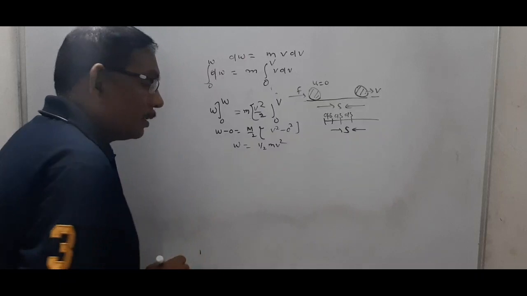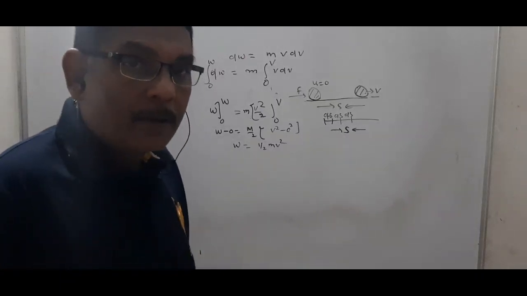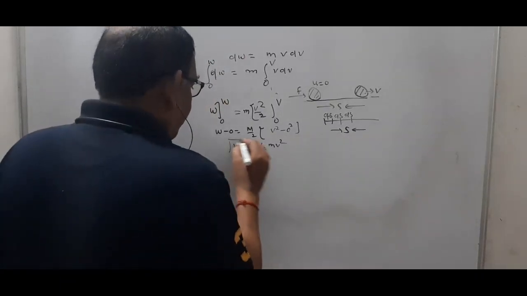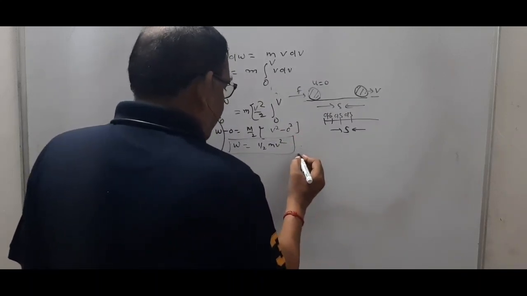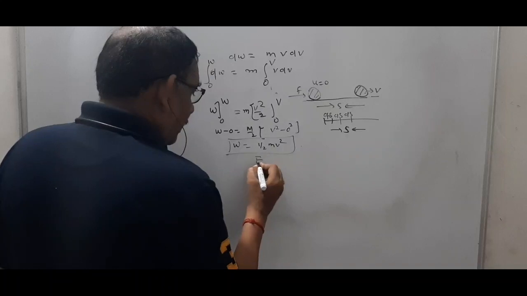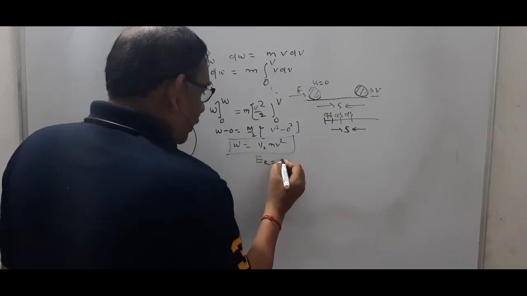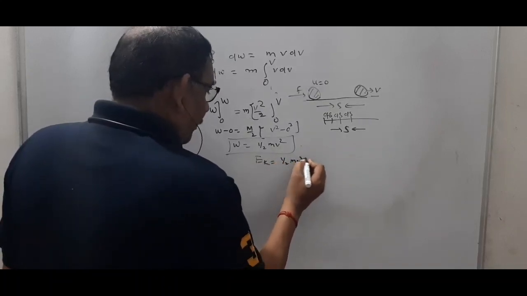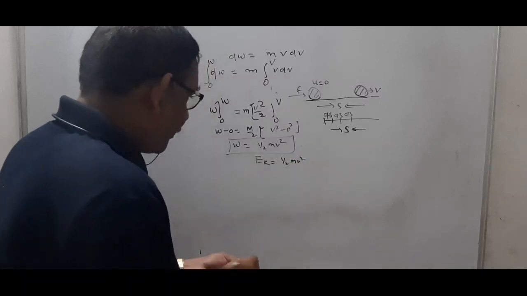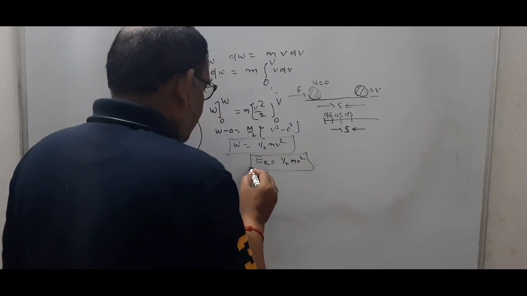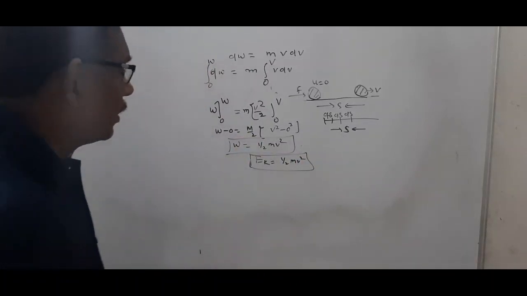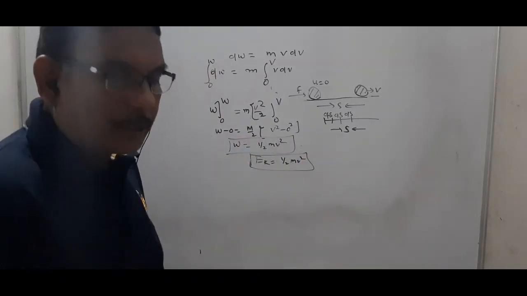This work done is stored in terms of kinetic energy. So we write that kinetic energy Ek is equal to half m v square. In this way, we find the expression for kinetic energy.